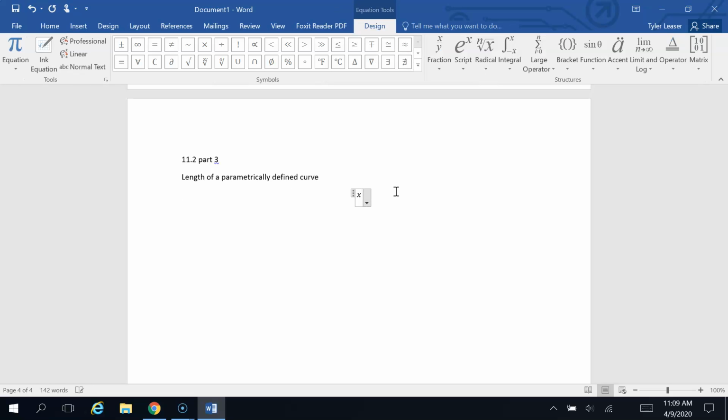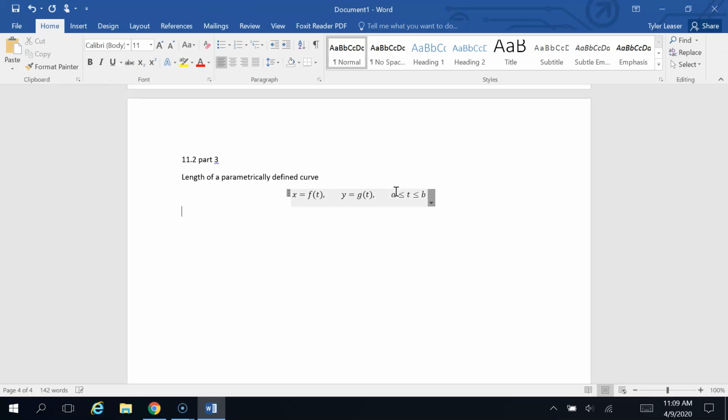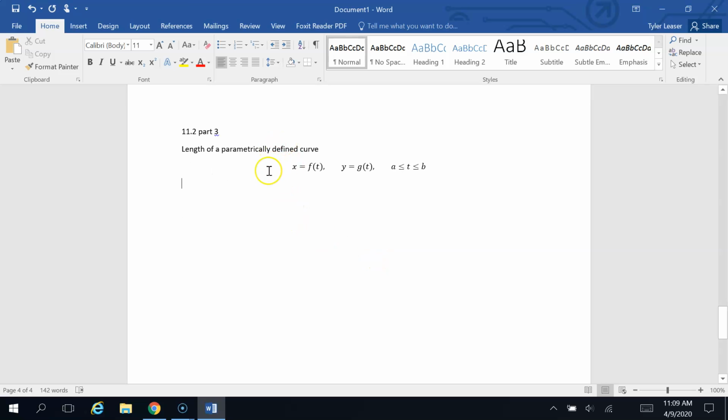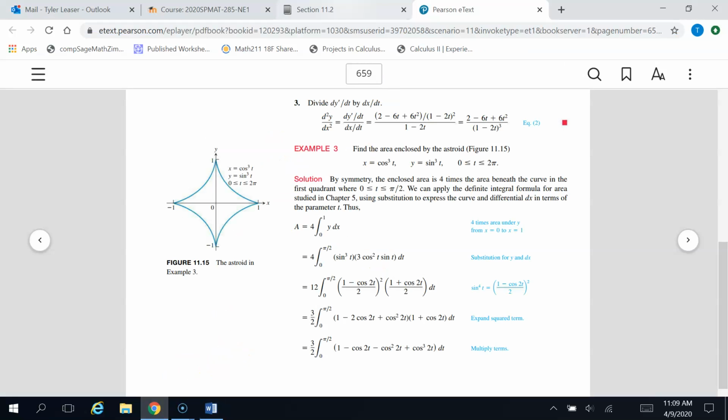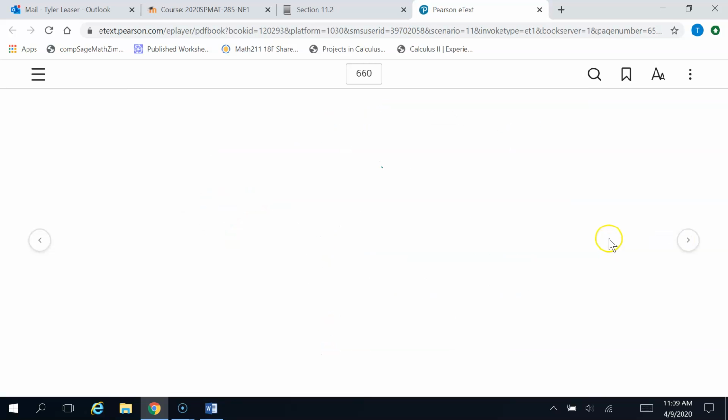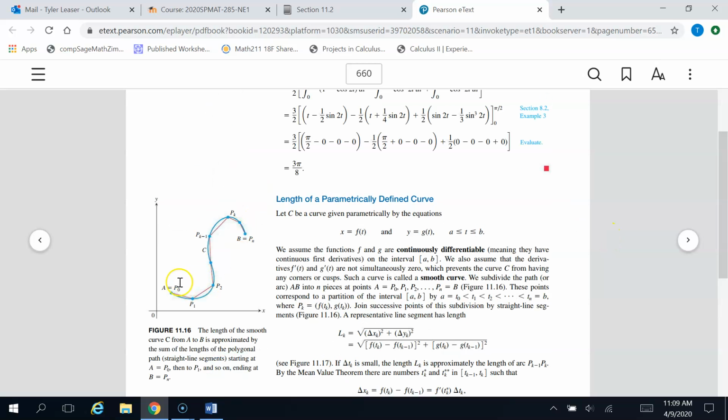Let's say we had some parametric function, x is f of t, y is g of t, on some interval. This could just be some curve out in space here. Let me pull up the book again, just so you can see the picture. It's something like this, right? We have this curve going through space.